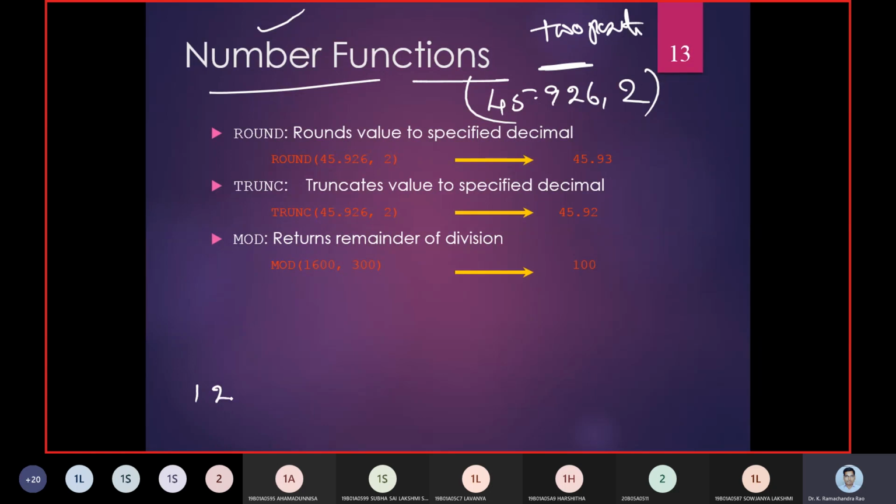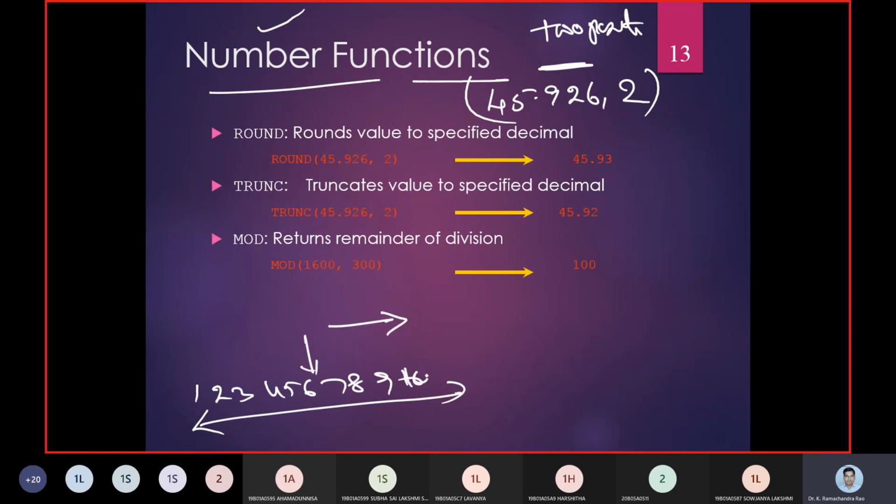Now I'm going to say 1, 2, 3, 4, 5, 6, 7, 8, 9, 10. So this was the range. Now 6 was at this position and it is towards 10. Therefore, 6 is to be rounded to the upper position. Therefore, we are going to call it 45.93.